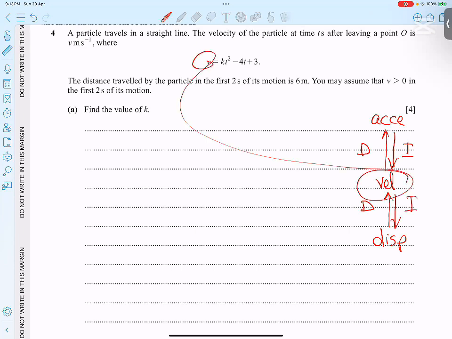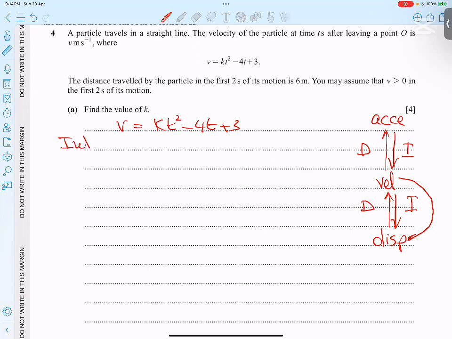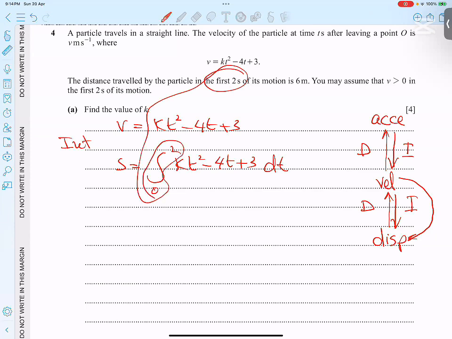Currently, I am on the velocity level. Because he talked about distance traveled, I have to come one level down. So integration. V is equal to KT squared minus 4T plus 3. I am integrating, but we have two ways of integrating: one with limits and one without limits. Both work. Without limits means I will find the C value and then plug it in. The second option, you plug in 0 to 2 because he said first 2 seconds, so apply 0 to 2 and get the answer without the C value.